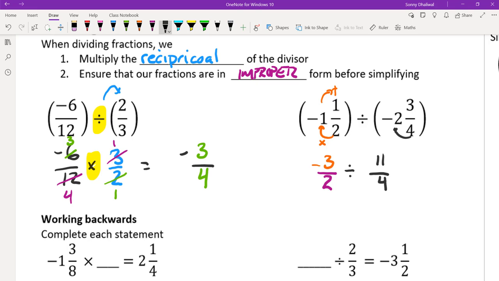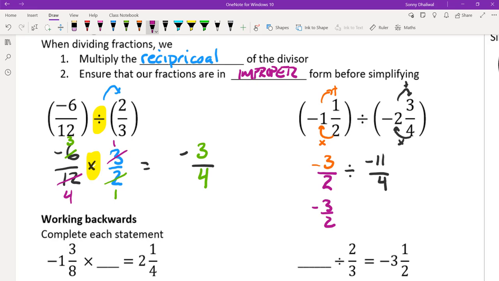And since we're dealing with negative numbers, we throw a negative sign on front of it. Okay? So now, these are improper fractions. We do our same steps as before. We're going to multiply by the reciprocal. We're going to flip it. Right? So turn this into a multiplication statement.